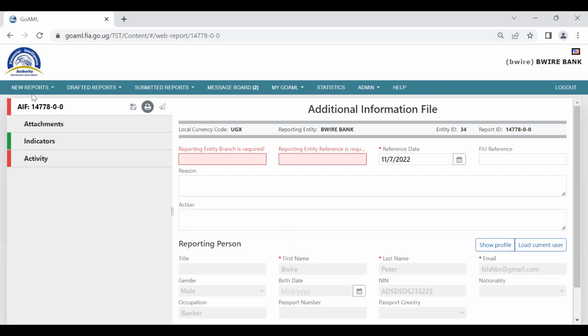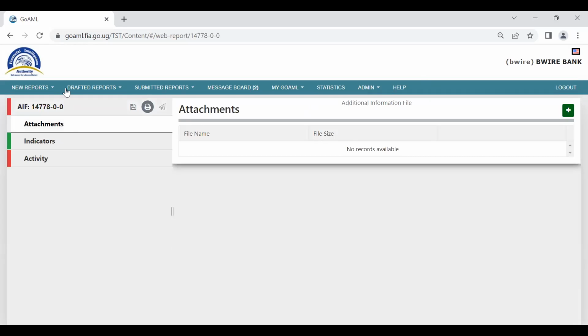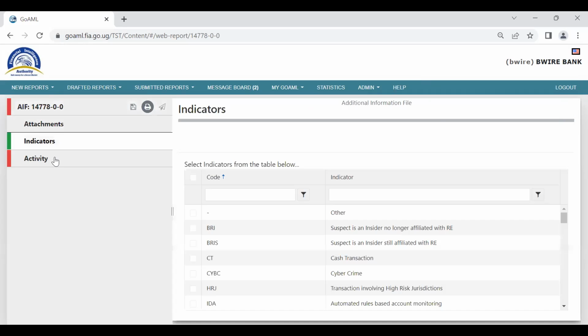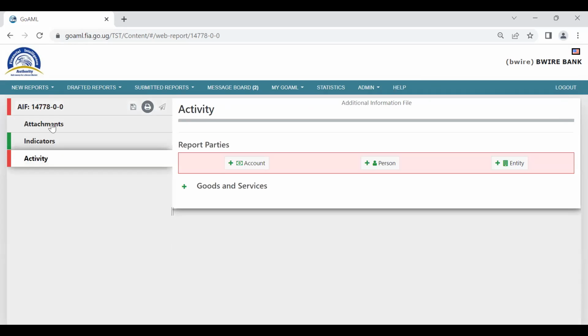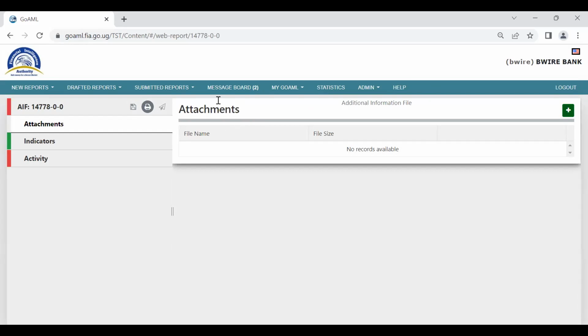And all we'll need are basically the attachments. The structuring of the report is the same, but the biggest thing we're interested in with the additional information file are the attachments. Attachments, attachments, attachments. So any questions there on that one? And what additional information files are, and in what scenario we'll be sending them to us?